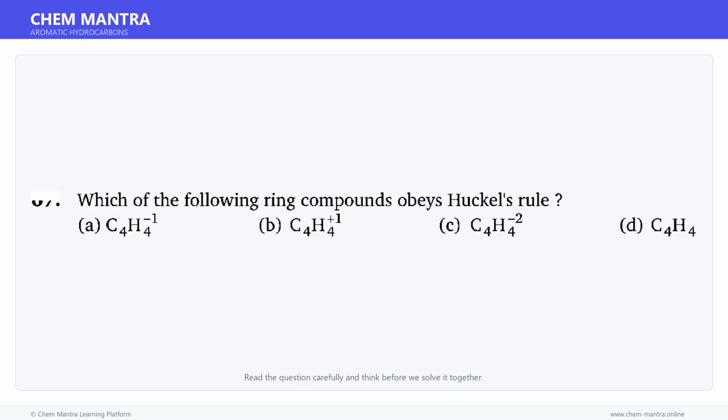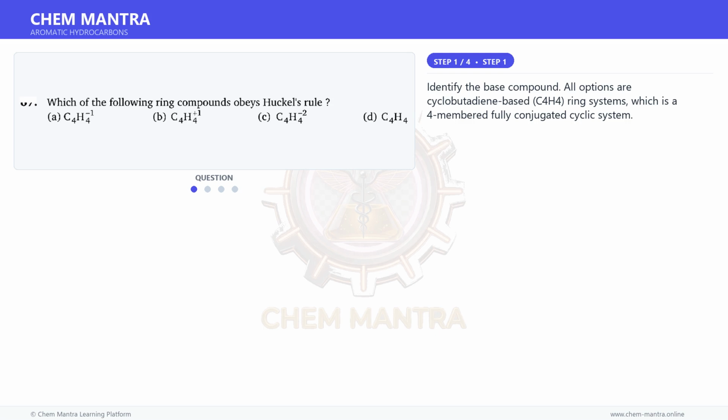Here is a question. Read it carefully and think about the answer. Let us solve it step by step. Let us begin solving this step by step. Identify the base compound. All options are cyclobutadiene-based C4H4 ring systems, which is a 4-membered fully conjugated cyclic system.